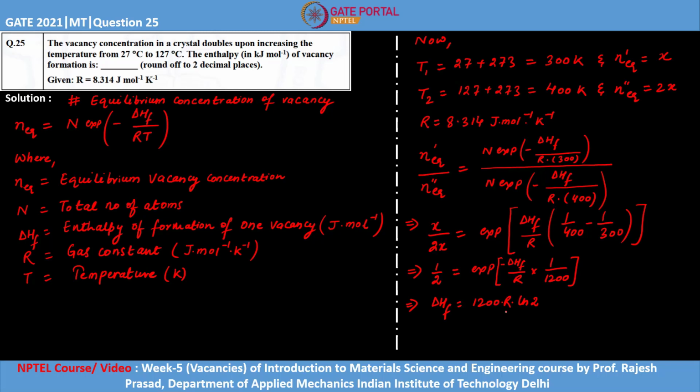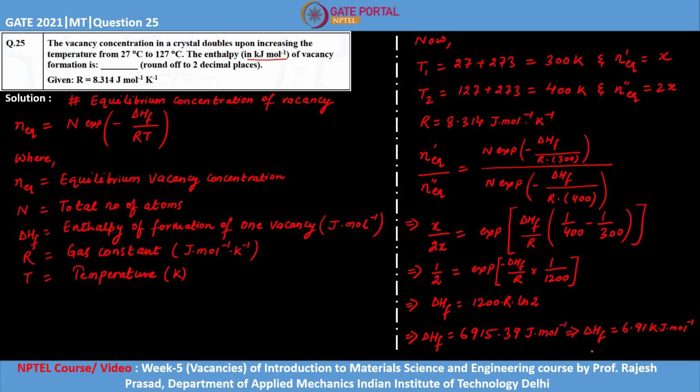So by putting the value of R as 8.314 and the ln2 value, we will get the delta H value equal to 6915.39 joule per mole. But in the question, if you closely look, they are asking for the enthalpy value in kilojoule per mole. So we need to convert this value into kilojoule per mole by dividing by 1000. If you divide this value by 1000, you will get the delta HF value in kilojoule per mole, which is equal to 6.91.